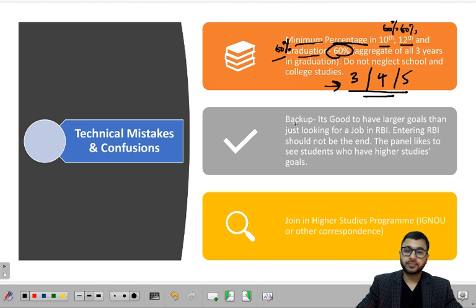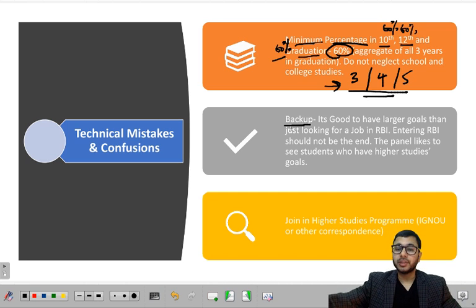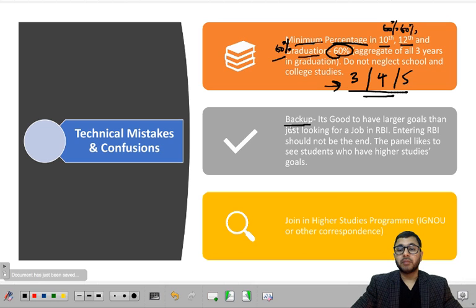Okay, a lot of students keep asking me, sir, what is a good backup? So recently I got a call from a student who's already working in a public sector bank, he wanted to quit and start preparing for RBI, but at the same time wanted a backup as well. There are different situations, there are different combinations and permutations that can be made. But one thing is important: looking for a job or making a job your primary target should not be the backup. The backup has to be what you like to do.